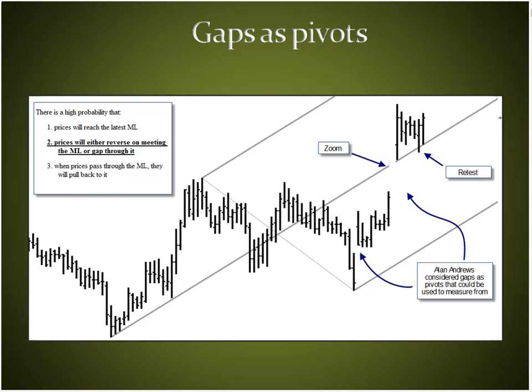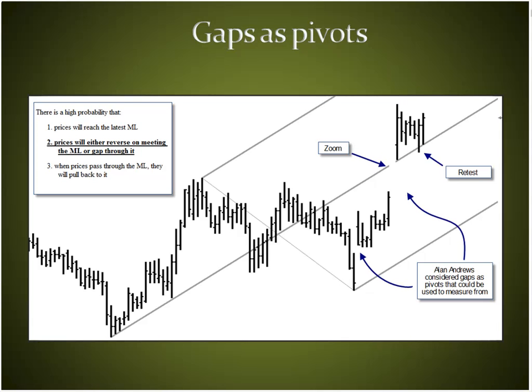1, prices will reach the latest median line or its parallel 80% of the time. And you can see here, A, B, C, we're coming off the lower parallel, and again, price reached the median line, and it'll do that 80% of the time. 2, prices will either reverse on meeting the median line or gap through it. In this case, price gapped through the median line.